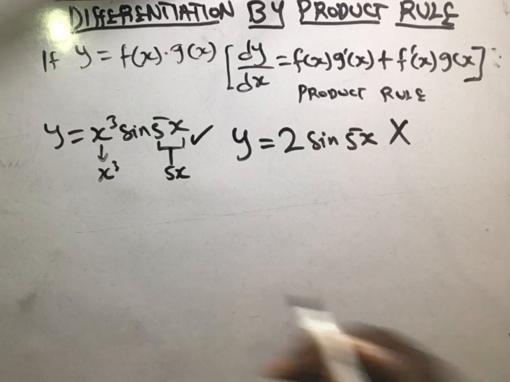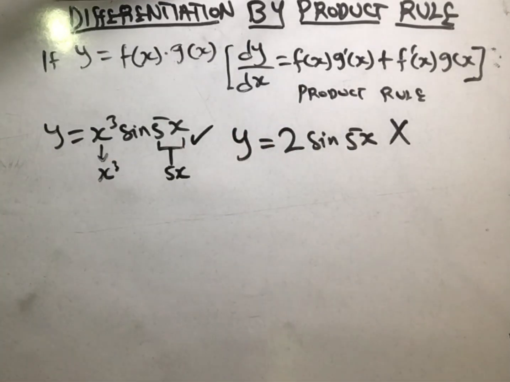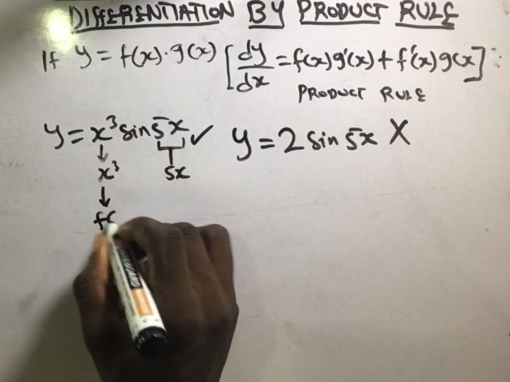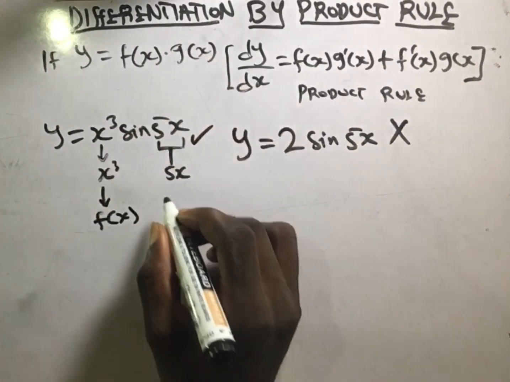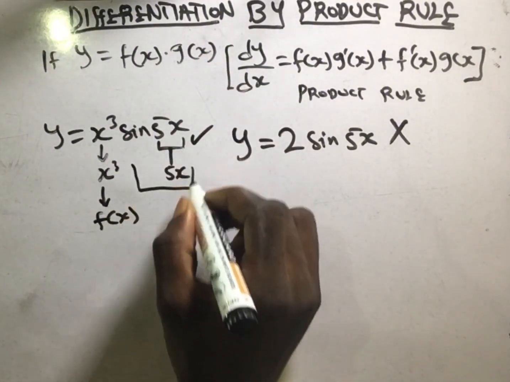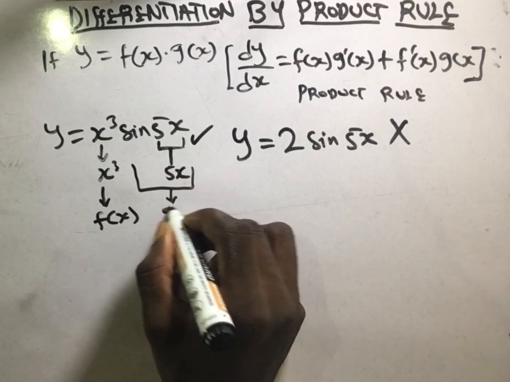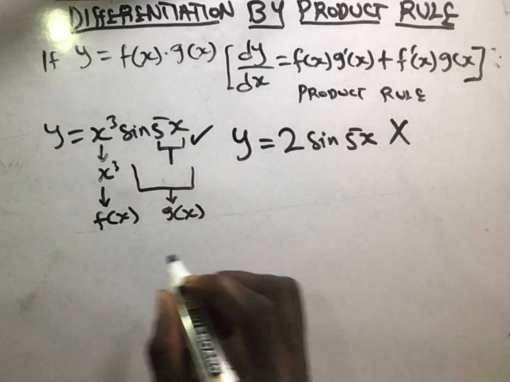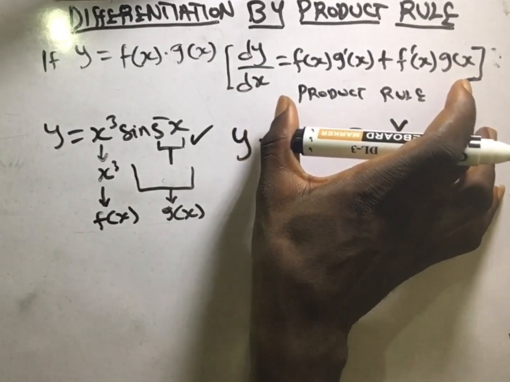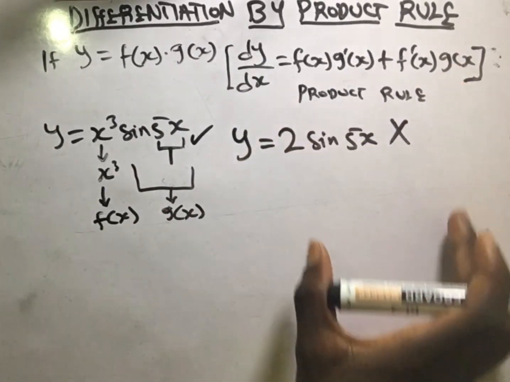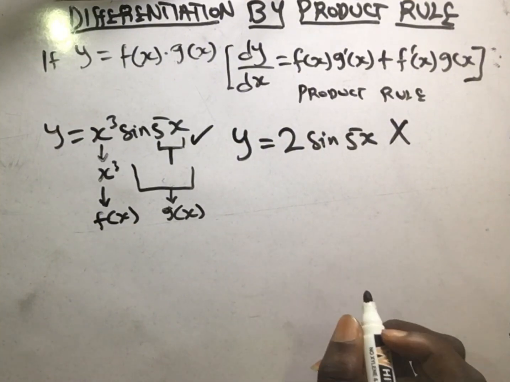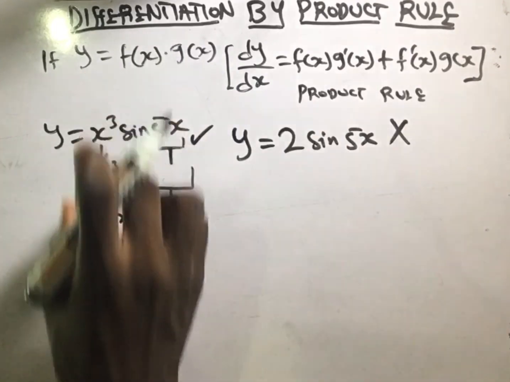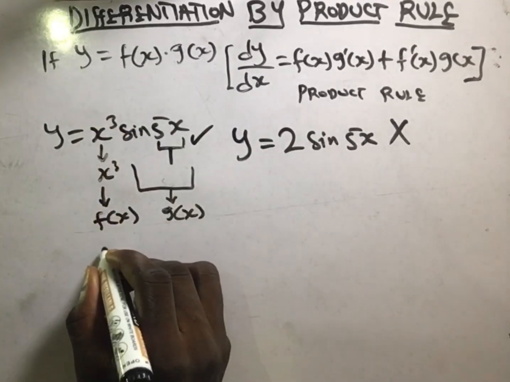This is going to be very interesting. So like I said, in this situation, x cubed is our f of x, while sine 5x is our g of x. Now all we have to do is substitute into this formula and we will get our answer. So let's do that. All you have to do is bring the first term down. The first term here is x cubed.